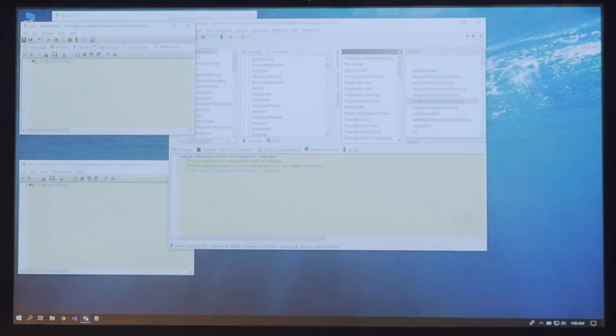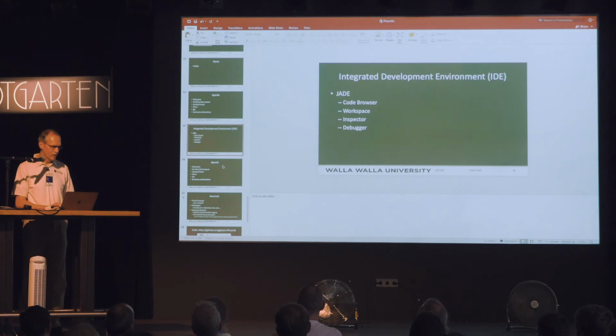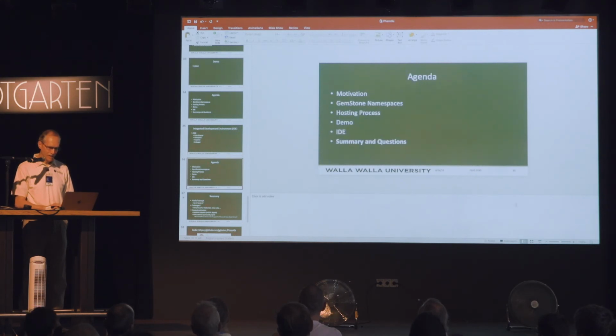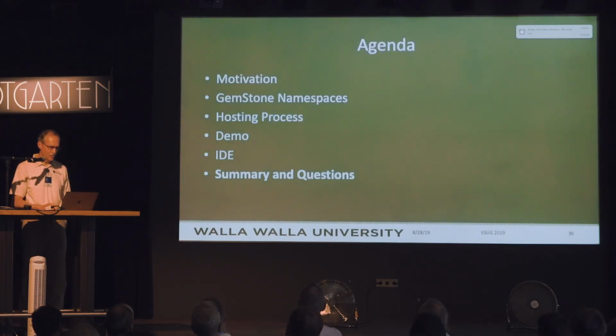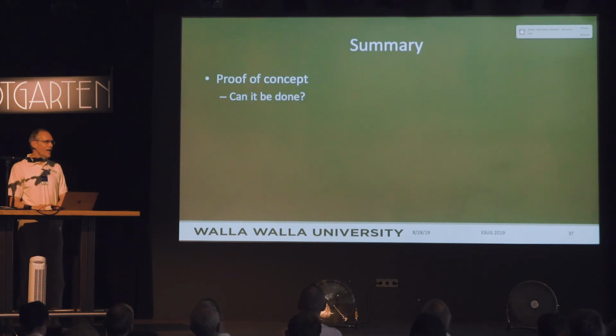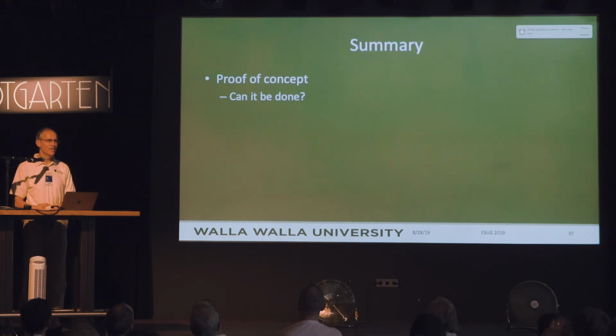I can have a GemStone workspace that does an array print string. I can have a Pharo workspace that does an array print string. So I can run the same code in 2 different workspaces and have it execute different code. For purposes of time, I'm not going to go into the debugger and things, but see me afterwards. Debugger, inspectors, these things all work. So again, this is a proof of concept. Can it be done? And I think yes, it can be done.